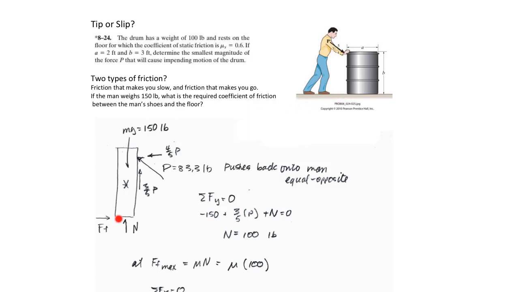So all we have to do is draw a free body diagram of the man. What we're looking for here is the coefficient of friction between the man's shoes and the floor. So let's draw a free body diagram of the man. He weighs 150 pounds. The force that he's pushing on the barrel is pushing back on him, equal and opposite. So if I have 3/5 P going up and 4/5 P going that way, I should be able to find out what the force in the Y is. So I have minus 150. The mg is going down, so coming up I have the normal force plus 3/5 P. So I can find that the normal force is equal to 100 pounds.